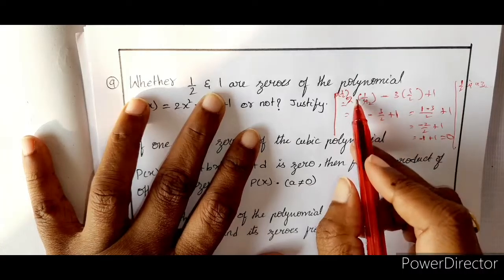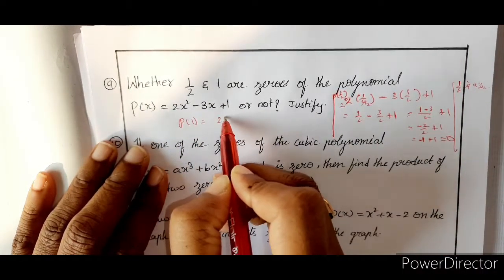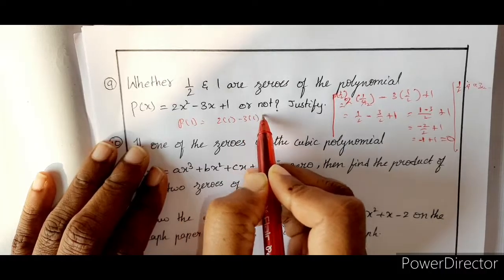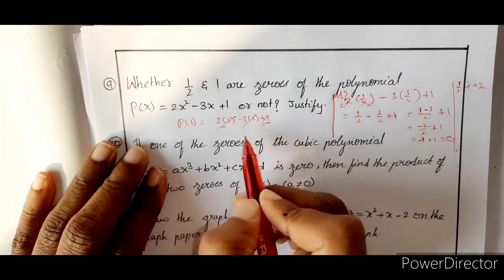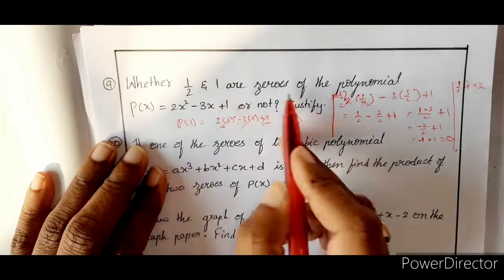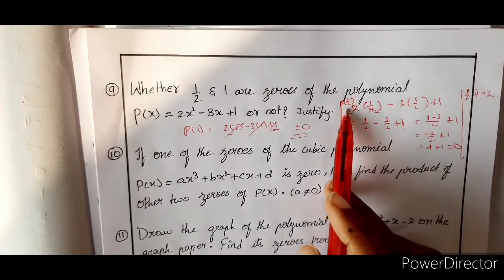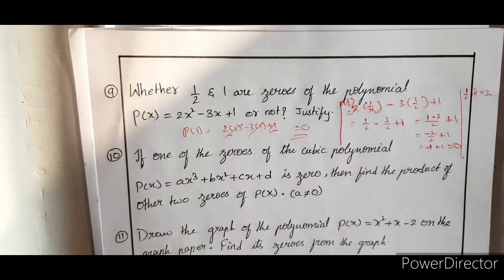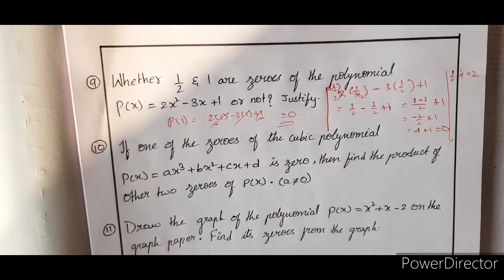Now substituting 1, p of 1 is equal to 2 into 1 minus 3 into 1 plus 1. 1 plus 2 is 3, and now minus 3 is equal to 0. Justify means this is how you have to prove. Since p of half is 0, half is a zero. P of 1 is 0, so 1 is also a zero of the polynomial. Note it down.